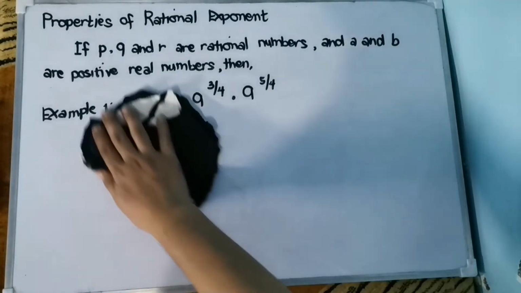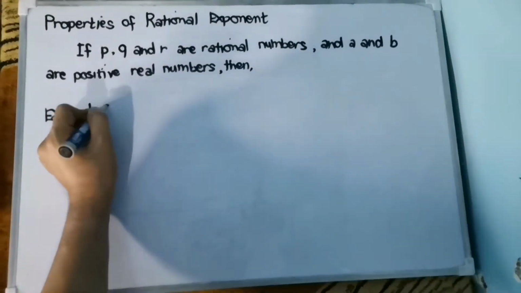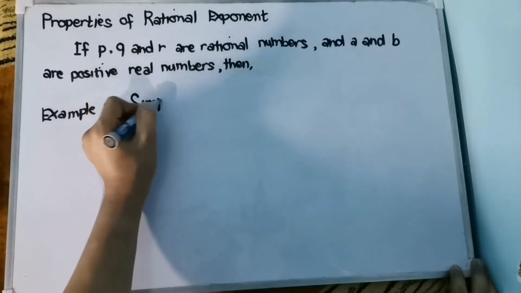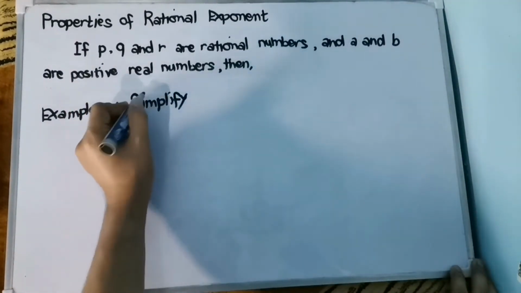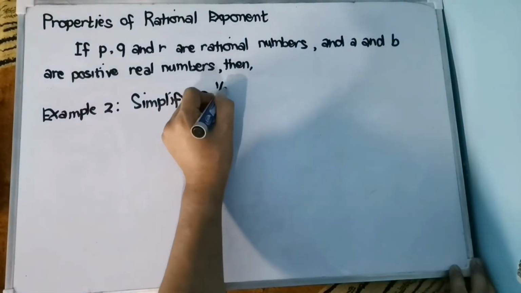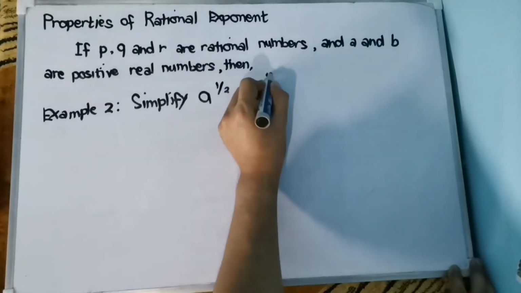So let's have example 2. So simplify a raised to 1/2 times a raised to 1/3.